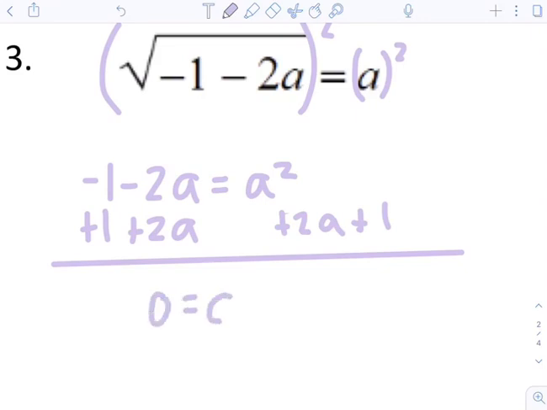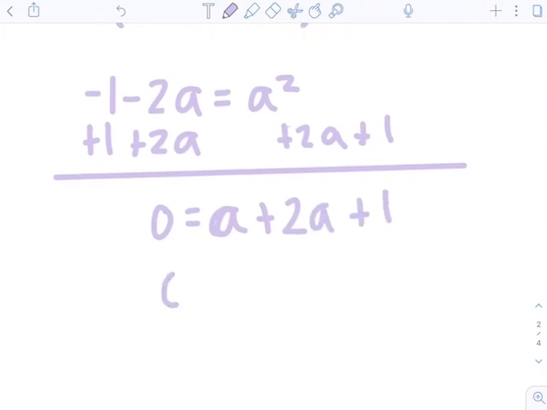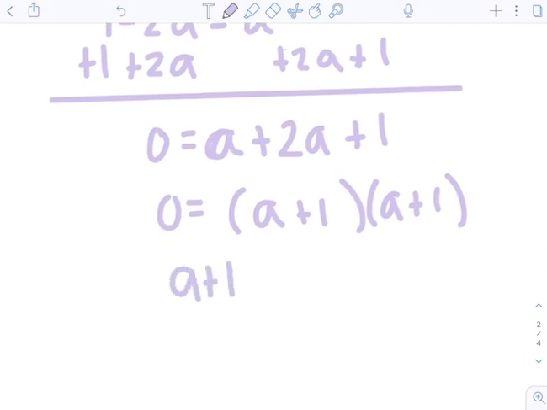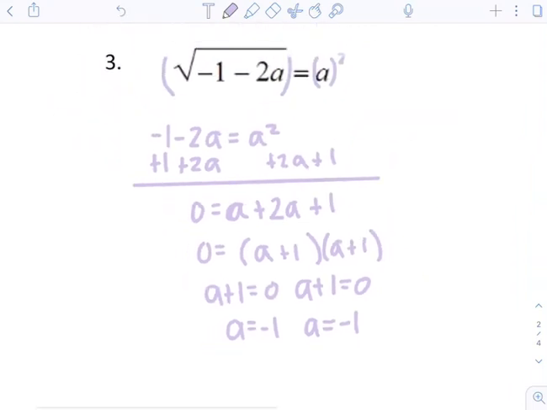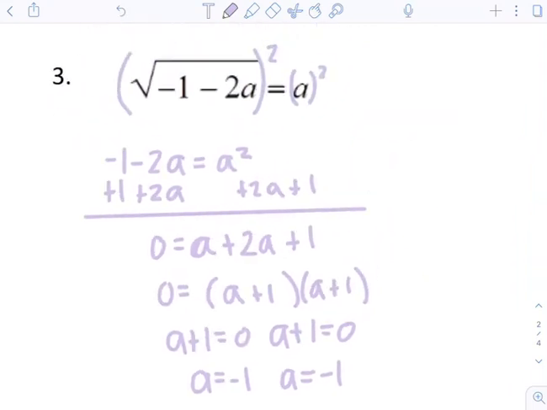So I get 0 equals a squared plus 2a plus 1. And now I'm going to factor. So a and a, it's got to multiply to be 1 and add to be 2, so that's 1 and 1. Set equal to 0. So a equals -1, a equals -1. Since these are both the same number, I just have to check it once.